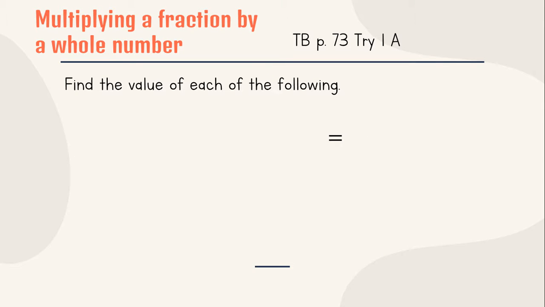Now look at textbook 73, try 1A. We have this one, 5 per 6 of 12. So what is that? "Of" once again means multiplication. 5 per 6 times 12. Once again, can we simplify that? Yes, this 6 can be simplified with this 12, right? So divided by what? Divided by 6. Equals 1, and 12 divided by 6 equals 2. After that, what? 5 times 2.